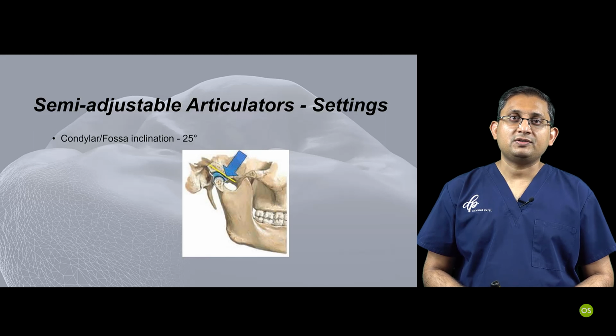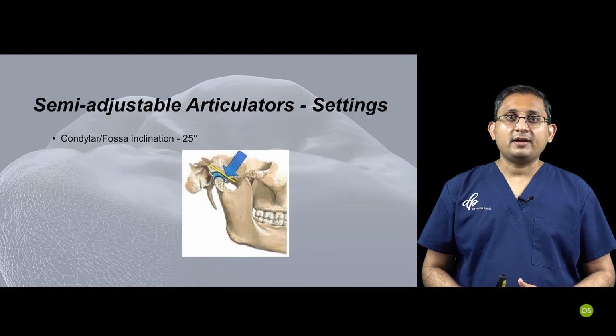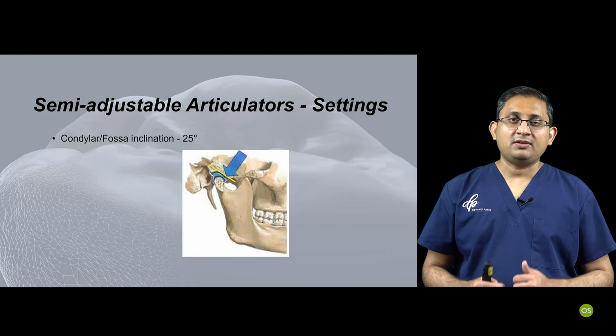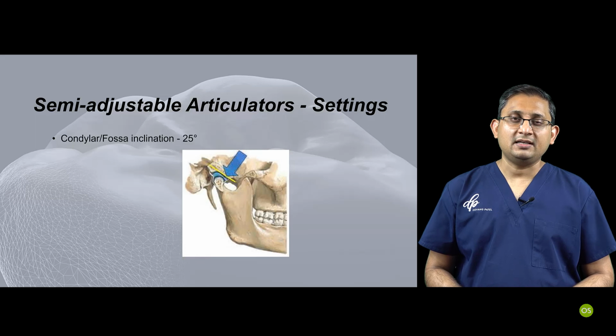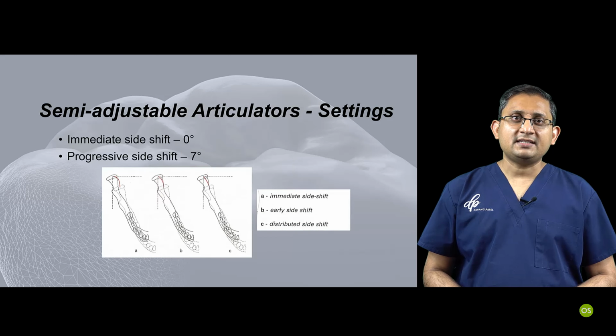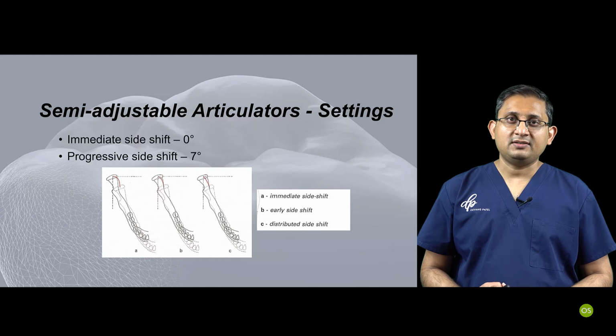and fossae and fissures. However, when you put that crown in the patient's mouth, there will be heavy interferences. So you want to be on a slightly safe side and have a lower condylar inclination than what the patient has. And that's why it's called a semi-adjustable articulator, because it really assumes condylar inclination. The other settings which you would use are immediate side shift, which is 0 degrees, and progressive side shift, which is usually capped to 7 degrees.